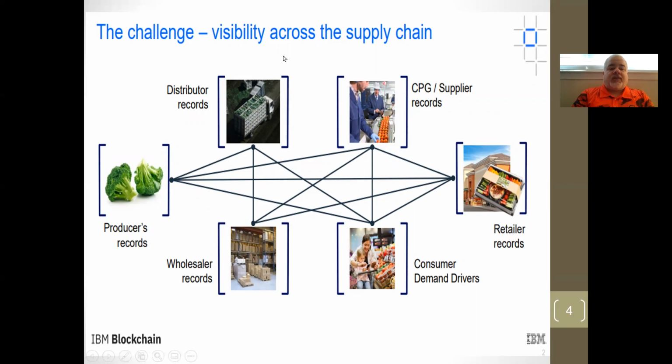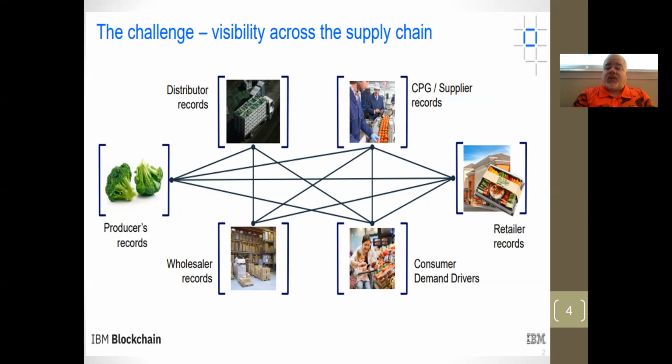So the challenge: visibility across the supply chain. So we're now looking at agriculture. We have the producer's record. Somebody grows broccoli, and you want to make certain records public to show that information out there can verify when something was grown, when it was harvested, what variety it is, the food safety records, all of those things you want to share.